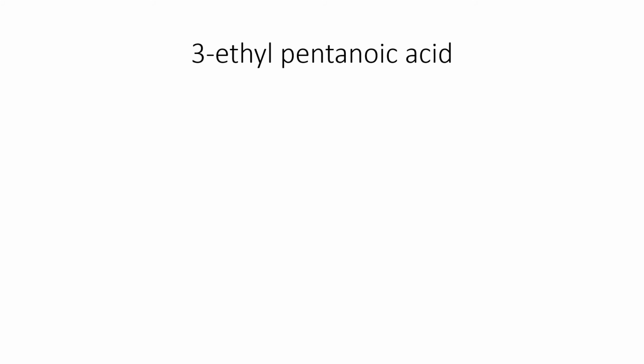We want to do one going the opposite way, starting with a name, being able to write a structure from that name. So here we have 3-ethyl pentanoic acid. So I want to identify the functional group. Anoic acid tells me I'm dealing with the carboxylic acid, so I'm looking for that C double bond O, OH. The pent is telling me how many carbons in that longest continuous carbon chain. It doesn't matter which end you put the carboxylic acid on, so I'm going to put it on the right-hand side this time.